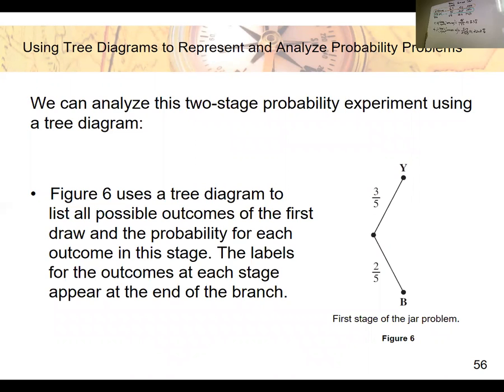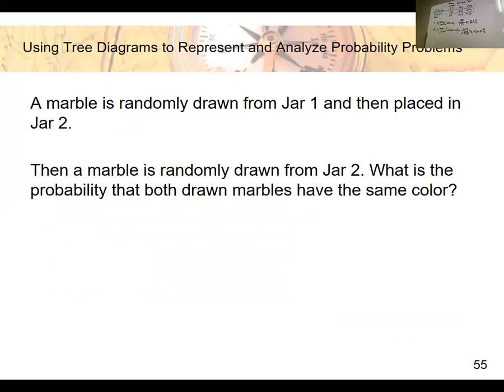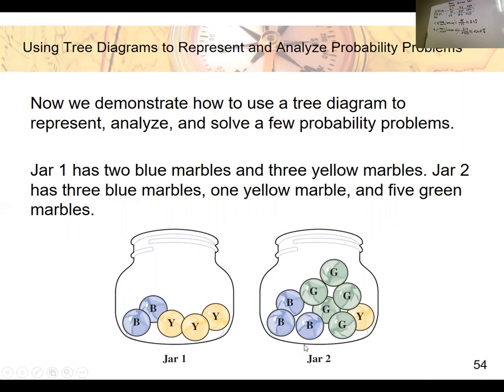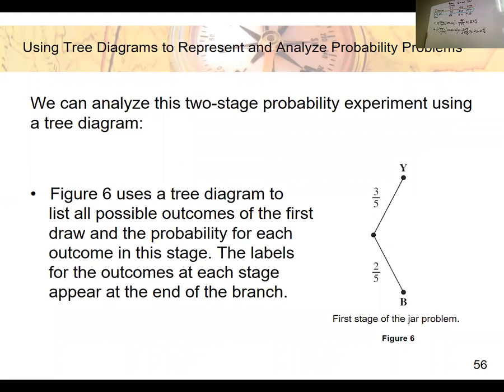Because if you recall, and I'll go back to this slide here, in jar 1 there were 2 blue marbles. That probability is 2 out of 5. There were 3 yellow marbles. That probability would be 3 out of 5. That's where those probability fractions come from. So that's going to be on the first draw. This is what the first draw represents.